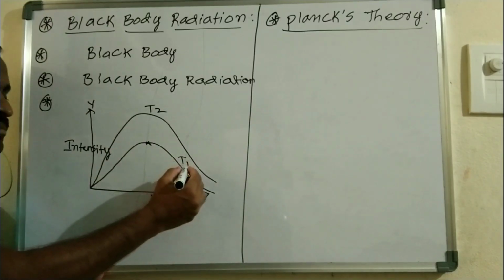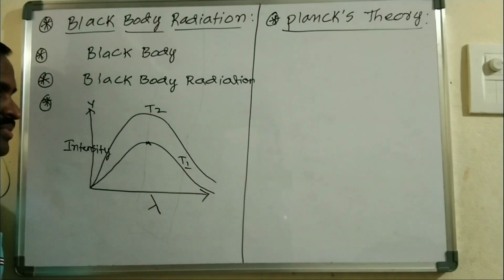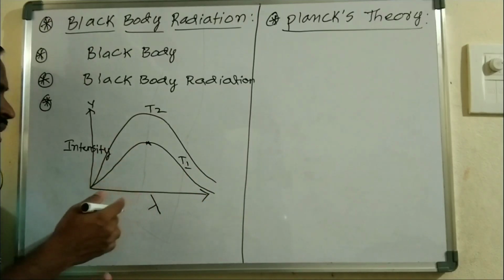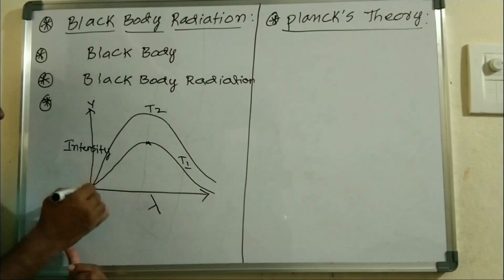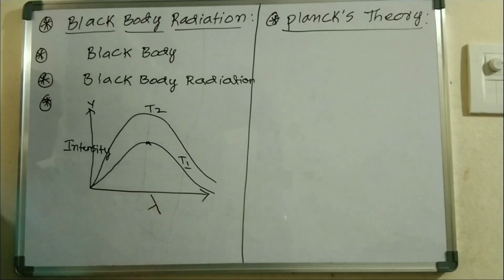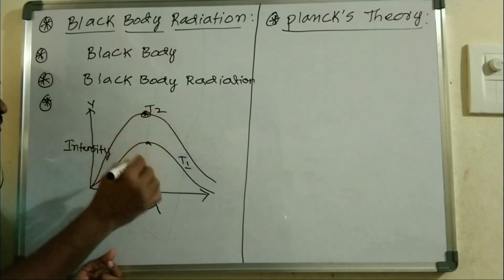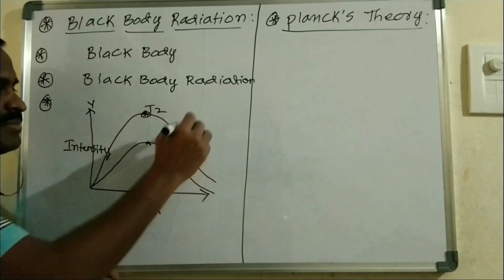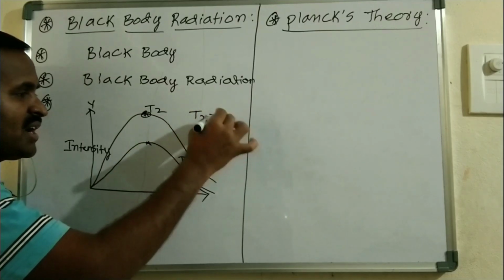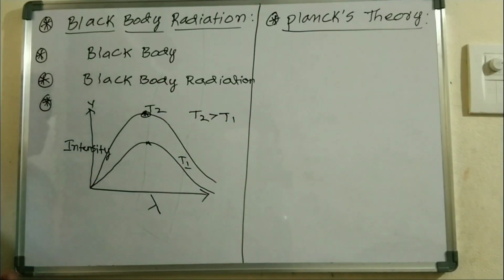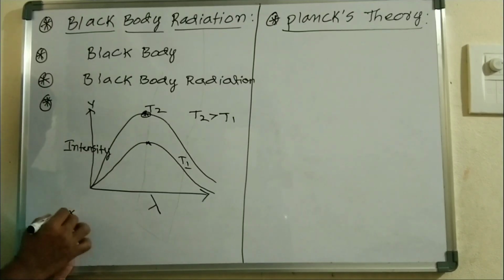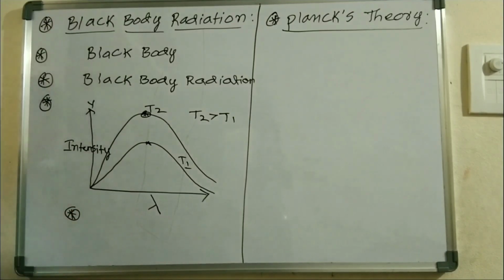This is at a lower temperature T1, and at a higher temperature the same thing was observed: as the wavelength increases, the intensity also increases, reaches a maximum, and then decreases further. Here T2 is a higher temperature than T1. So from this we can describe black body radiation: a black body emits radiation in the form of small energy packets.